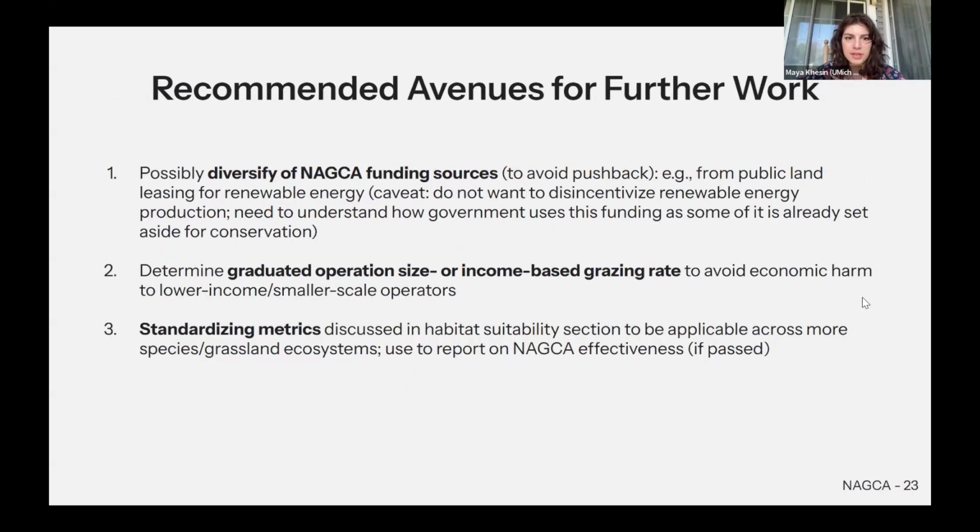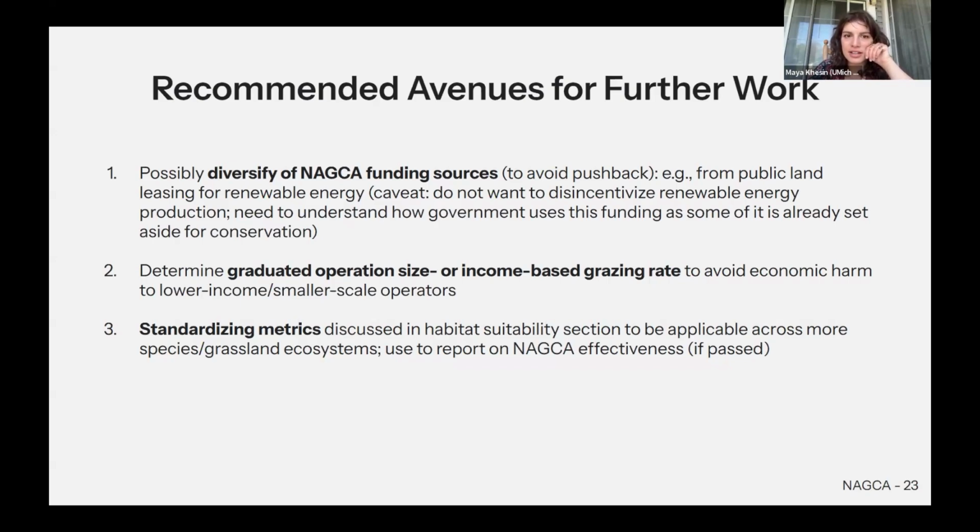And then a few avenues for further work that could strengthen this research. So firstly, the rate increase I'm proposing is pretty drastic, even though it would happen over time. We've never seen a grazing fee this high. So even though there are ranchers that support this, there's probably going to be some that don't. There's definitely going to be some that don't. And if they're powerful enough, this can prevent NAGCA from being passed.